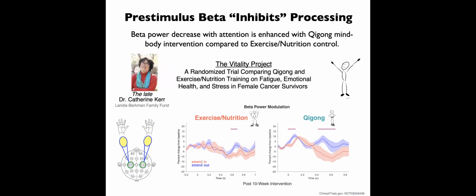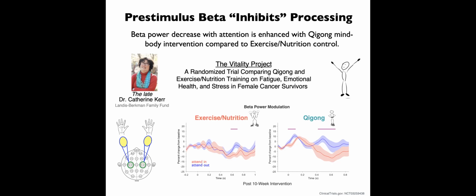In one of our most recent studies, we've shown that this beta decrease with attention can be enhanced with mind-body meditative practice. This study was spearheaded by my dear friend and colleague, the late Dr. Catherine Kerr. Kathy unfortunately passed away several years ago from a long-term cancer illness. Kathy practiced the mind-body intervention known as Qigong, which incorporates gentle, rhythmic, and repetitive movements with breath and meditative practice, and it has a rich history in Chinese medicine. Kathy believed that Qigong helped her survive with her cancer for many years.